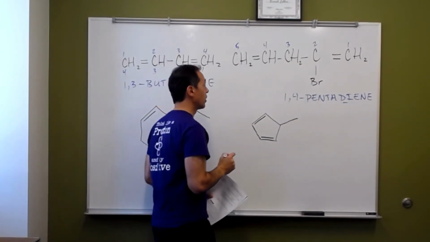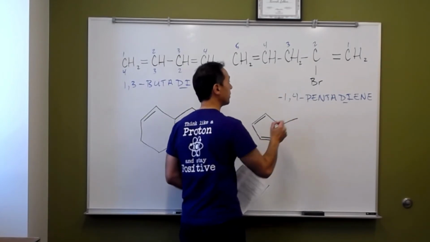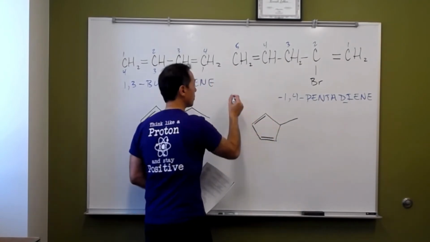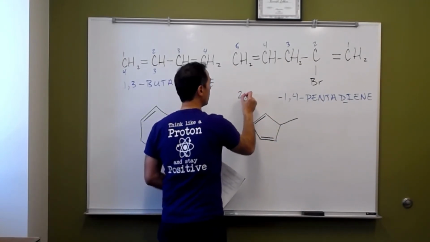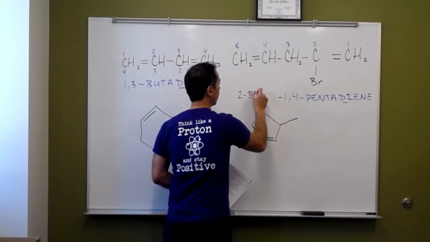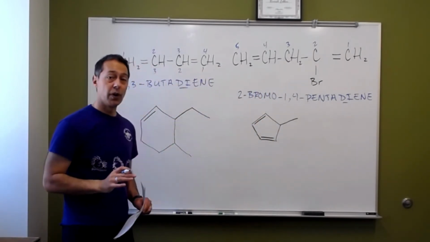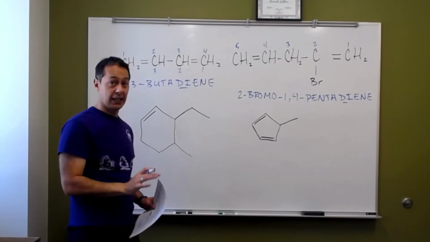And then we also want to show where that bromine atom is. So this bromine substituent is coming off of the second carbon, so that becomes 2-bromo. 2-bromo-1,4-pentadiene.